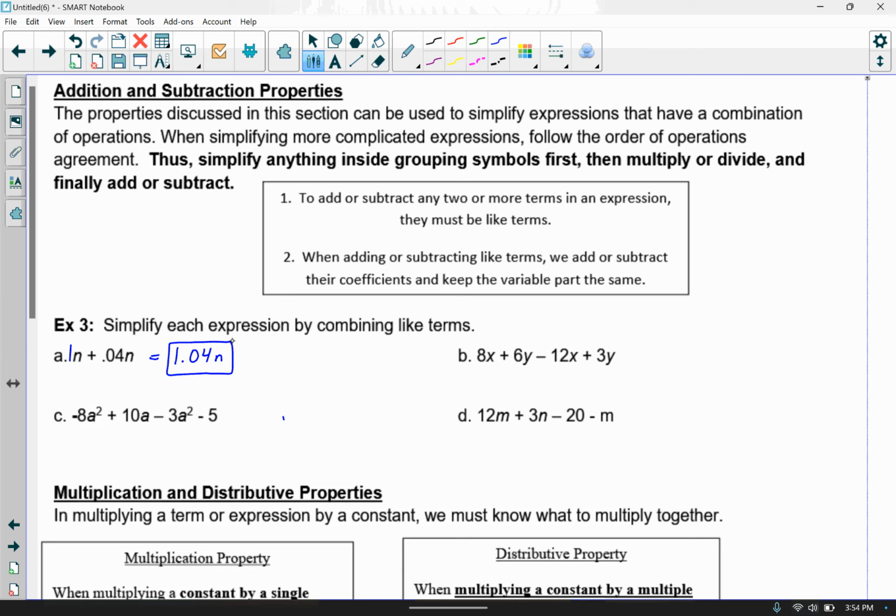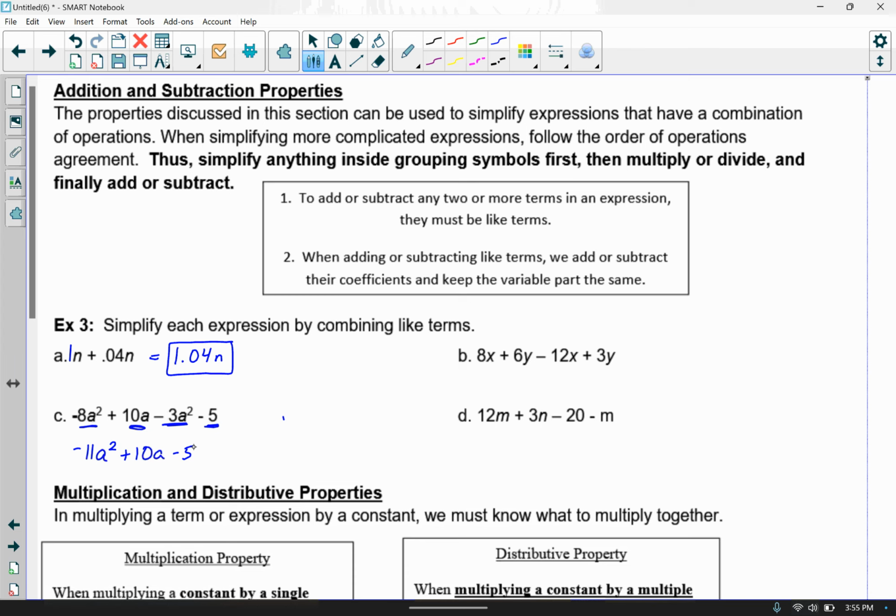Okay. Now let's come on down to part C. I'm combining like terms if I have any. So here I have an a squared on the first term, and then back towards the back I've got another a squared. So those are considered to be like terms that can be put together. I've got a -8 and a -3. Combine them and they become a -11a squared. And then the only two terms that you have left are an a and a -5. They're not like terms, so you just bring them down. Plus 10a minus 5. Okay, so only terms that are like get combined.